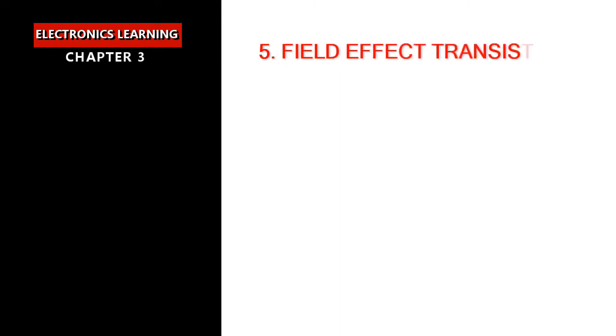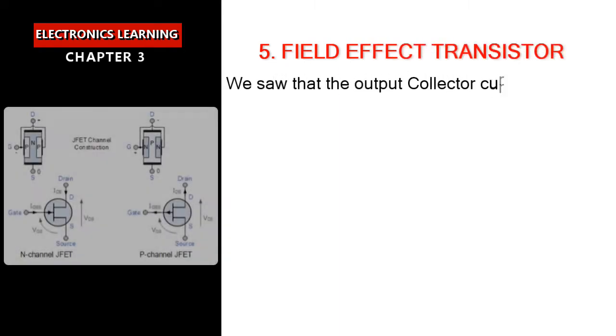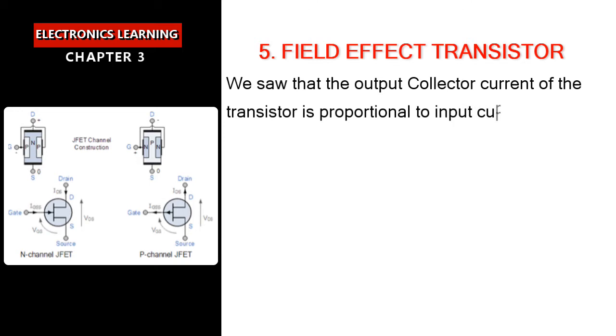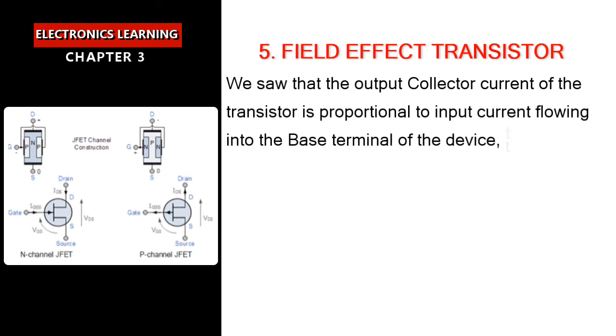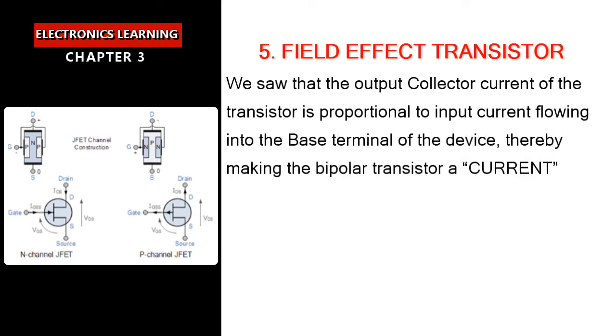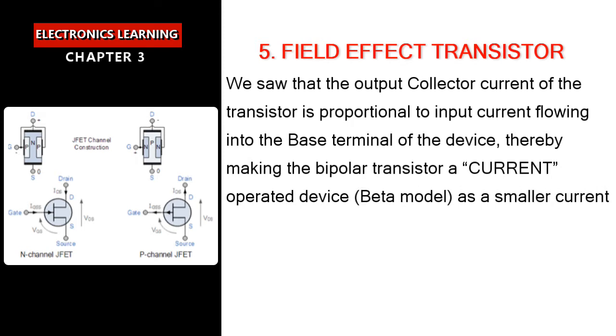Field effect transistors. We saw that the output collector current of the transistor is proportional to the input current flowing into the base terminal of the device, thereby making the bipolar transistor a current-operated device, as a smaller current can be used to switch a larger load current.